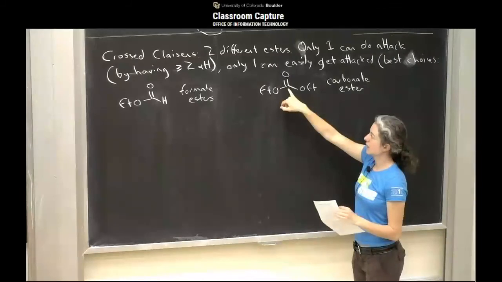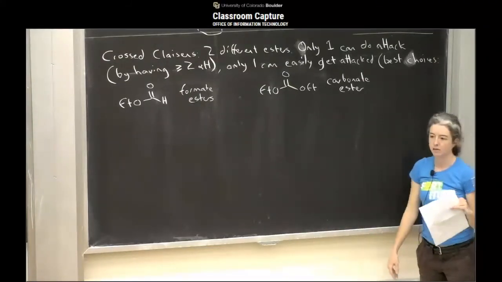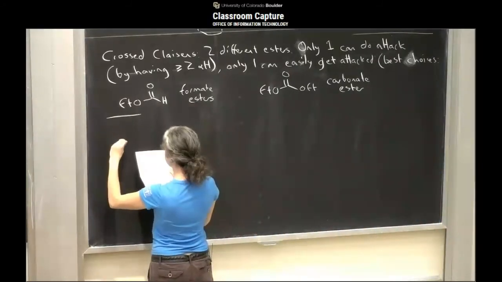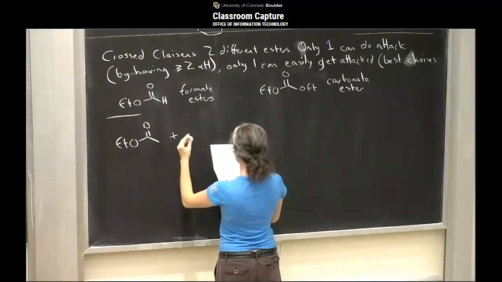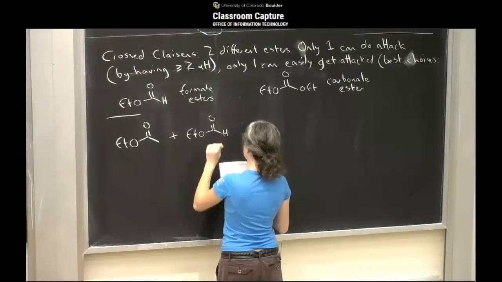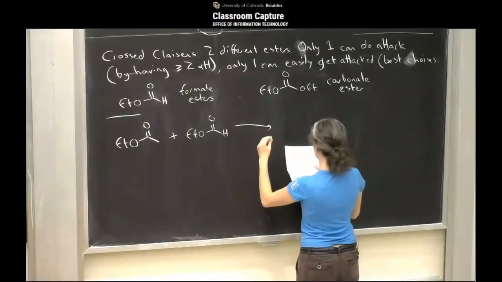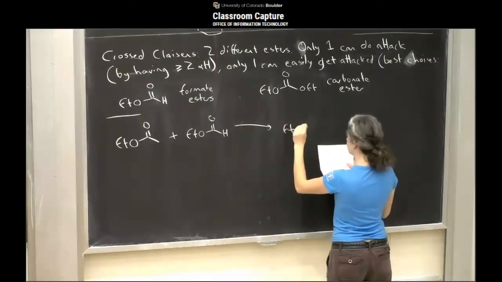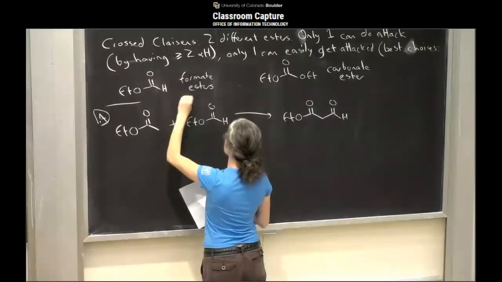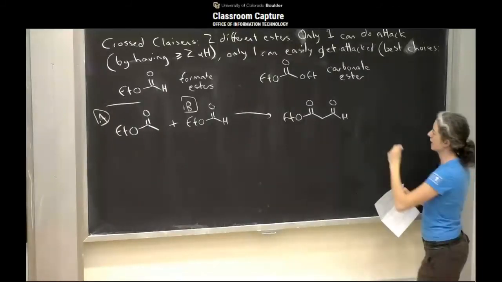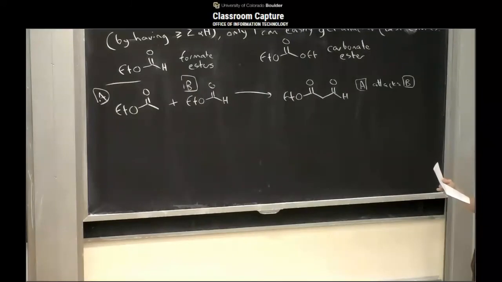Both of these are good choices for things to get attacked because not only do they have a sizable delta positive, but also they can never get deprotonated at their alpha proton and cause side products that way. So for example, if we take this thing and react it with this thing, we might get some product where this thing makes an enolate and attacks another copy of itself. But the major product is going to be just this. If we call this A and this one B, by far the most prevalent thing that's going to happen is A attacks B.